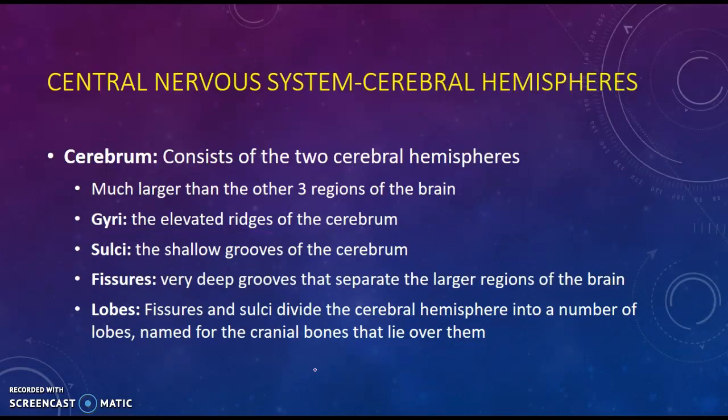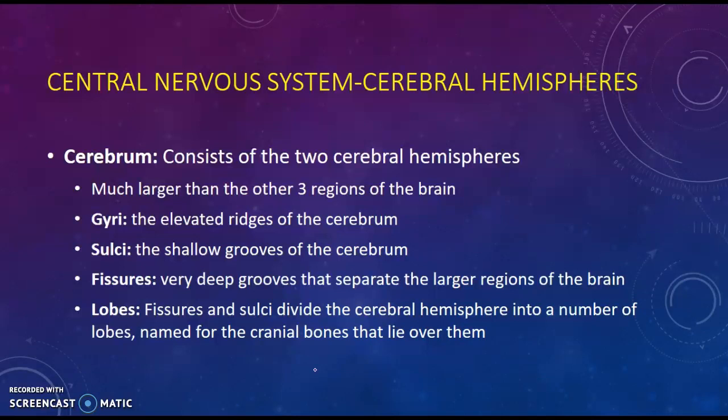First we're going to get into the cerebral hemispheres. The cerebrum is composed of the 2 cerebral hemispheres. It's much larger than the other 3 regions of the brain. And you're going to notice on the brain those elevated ridges, which are called the gyri, or gyri, depending on your professor. Sulci are the little shallow grooves of the brain. And then you also have very deep fissures that separate the larger regions of the brain.